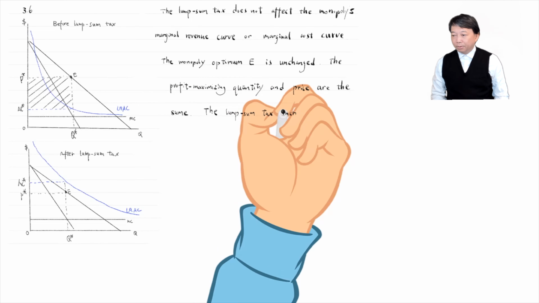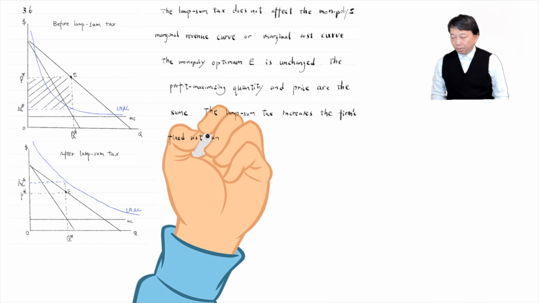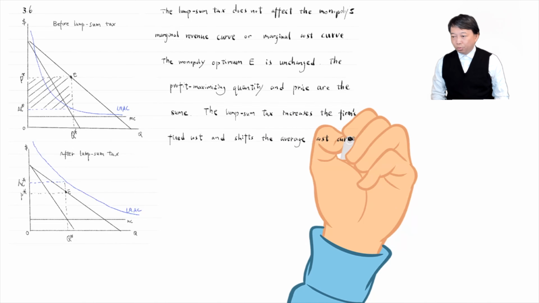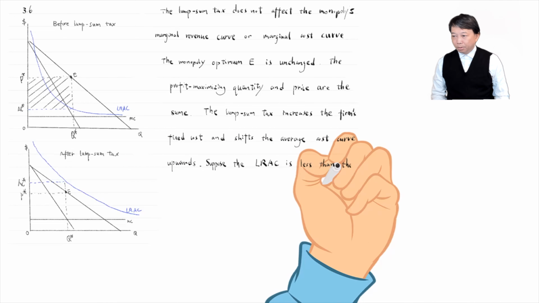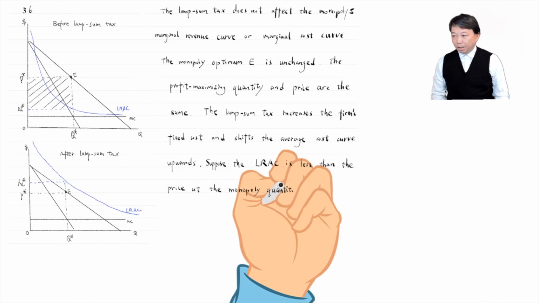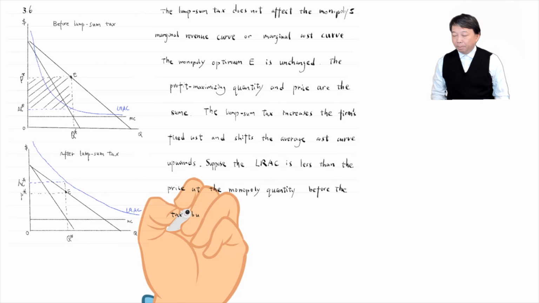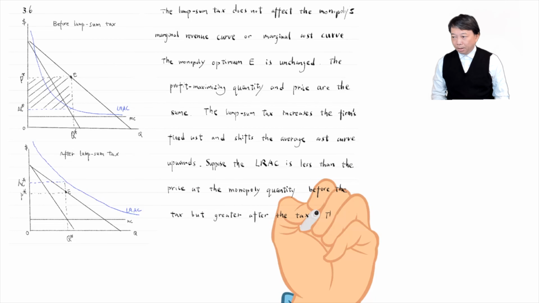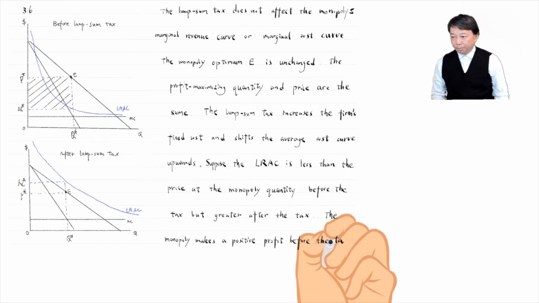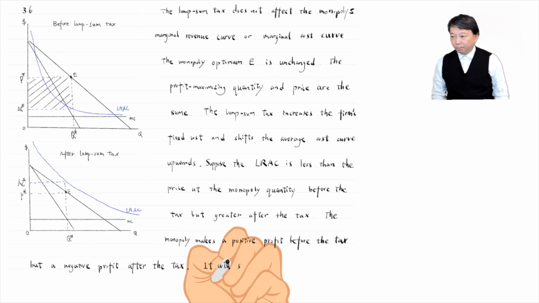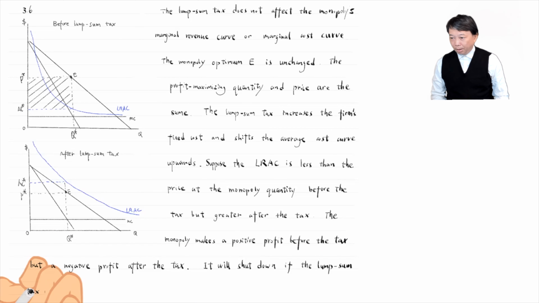The lump sum tax increases the firm's fixed cost and shifts the average cost curve upwards. Suppose the long-run average cost is less than the price at the monopoly quantity before the tax, but greater after the tax. The monopoly makes a positive profit before the lump sum tax, but a negative profit after. It will shut down if that lump sum tax is imposed.